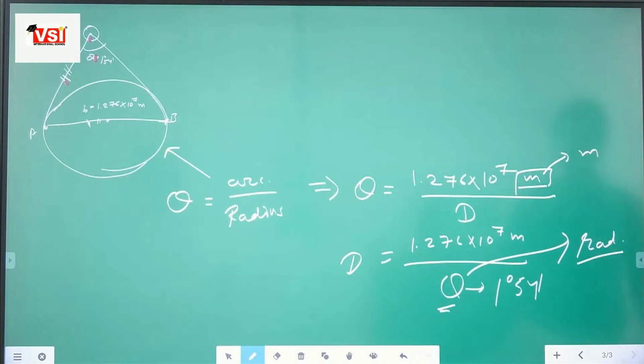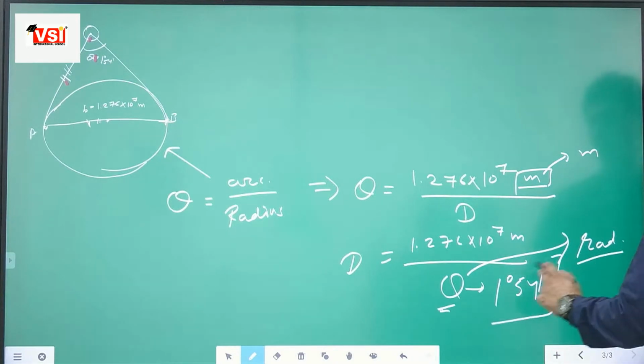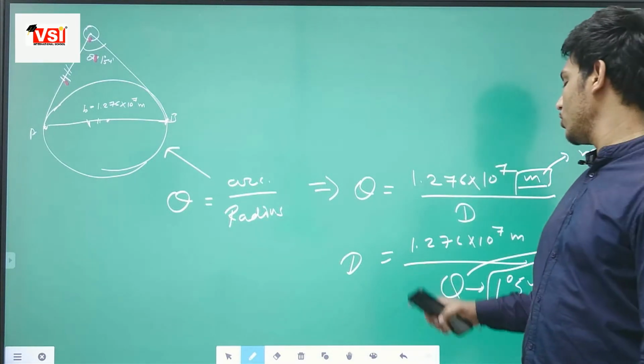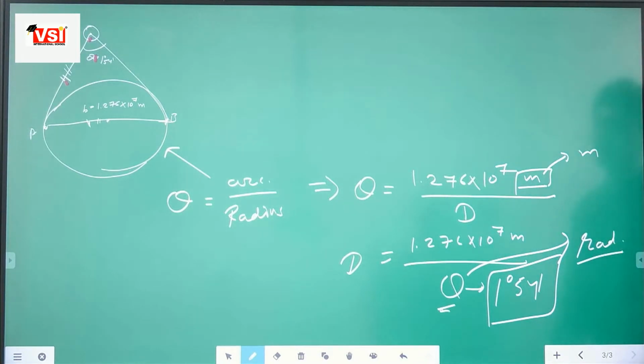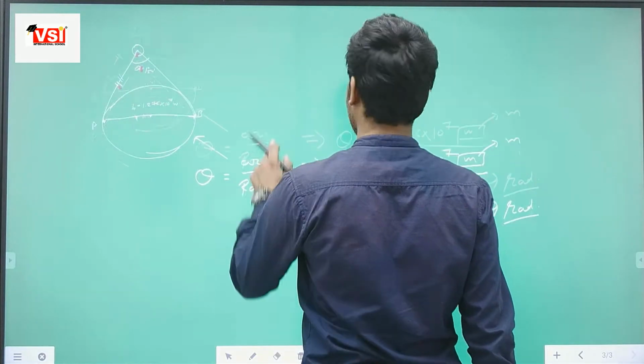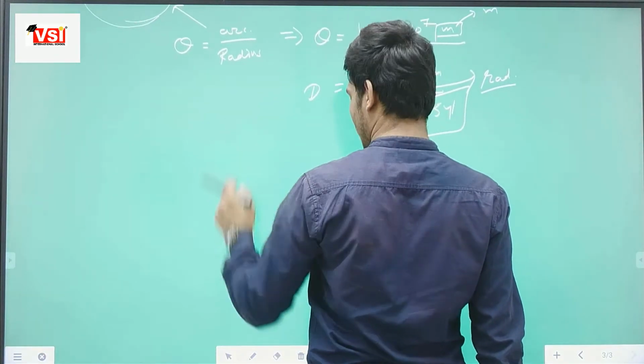So here we first have to convert this 1 degree and 54 minutes into radian, and after that we will divide 1.276 into 10 to the power 7 meter by it. So let's convert the value of 1 degree and 54 minutes into radian.